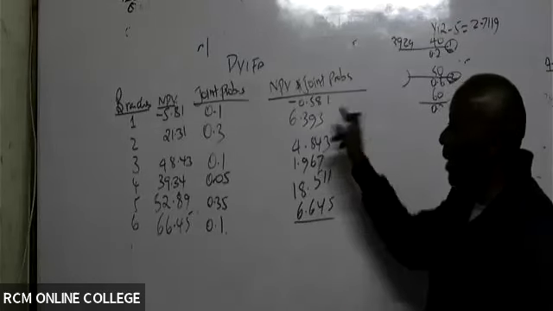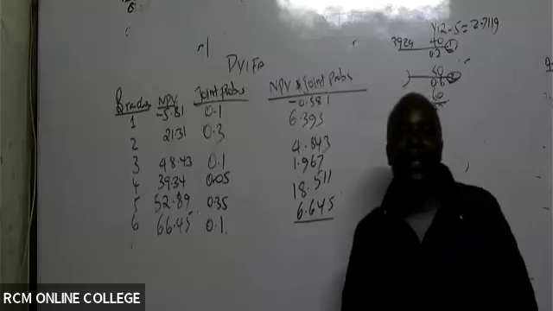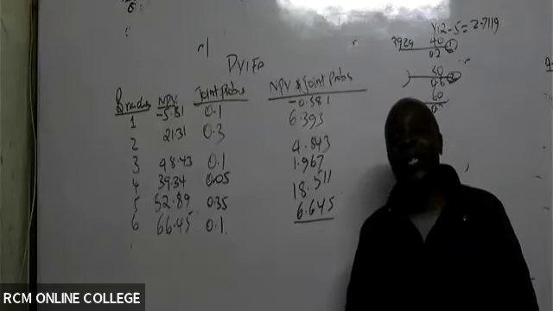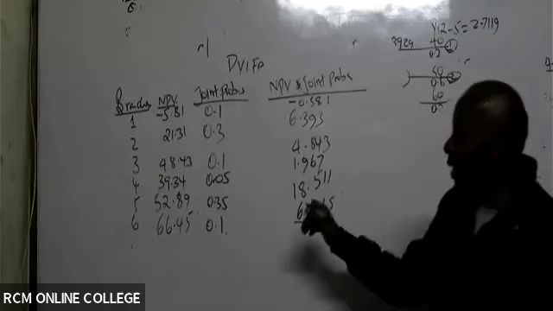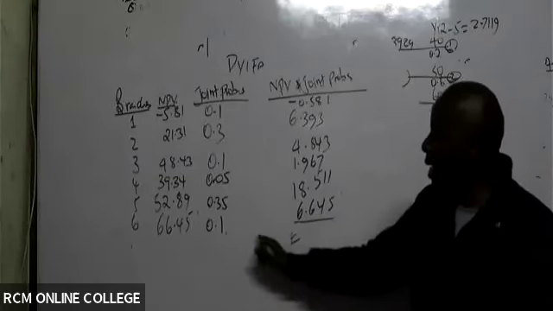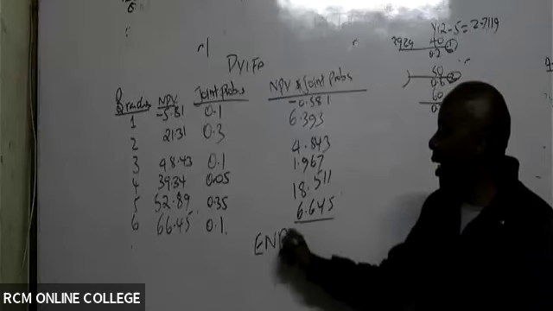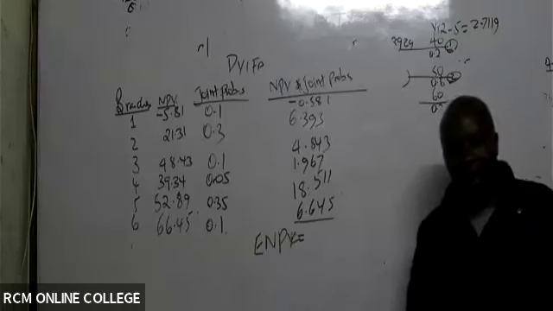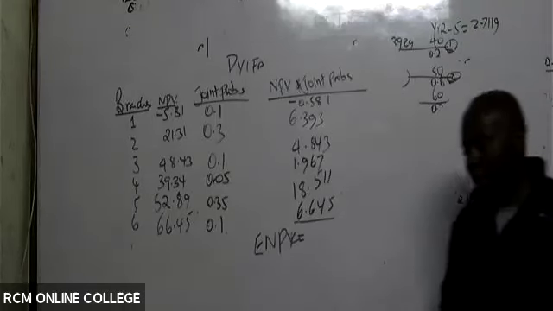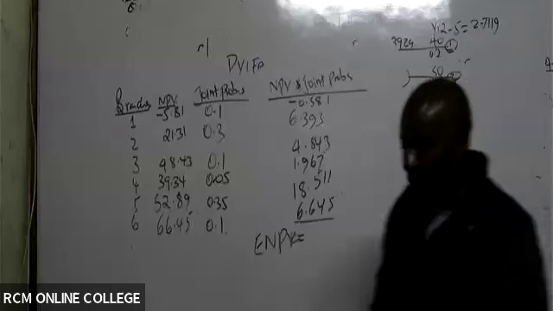So you add, remember these are, and don't tell me that when you subtract again to get net revenue. These are NPVs that we have. So the total will be ENPV. Expected net present value.